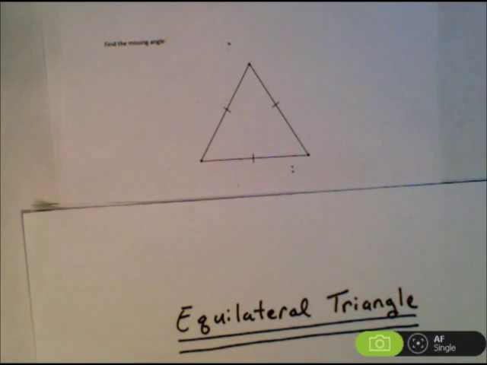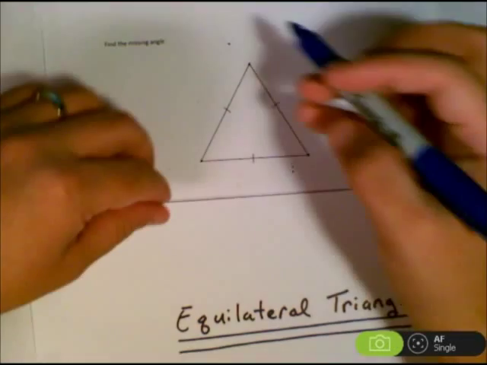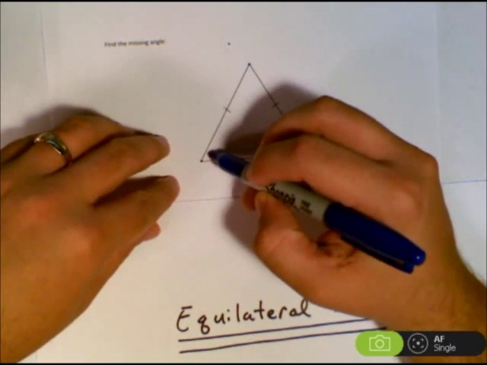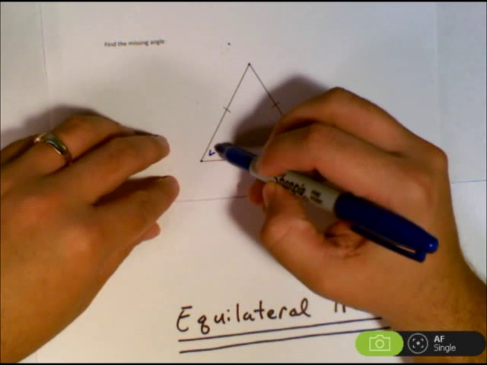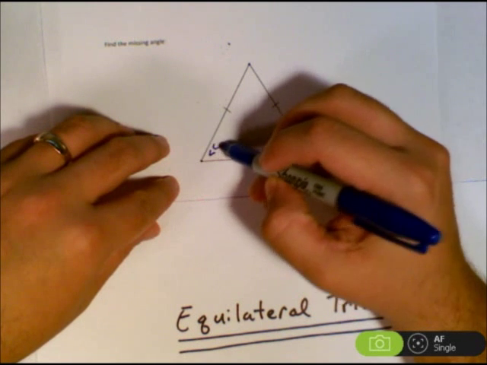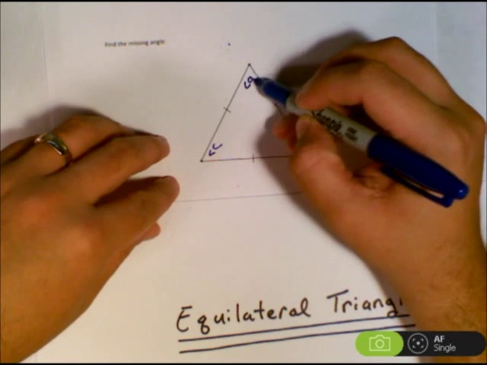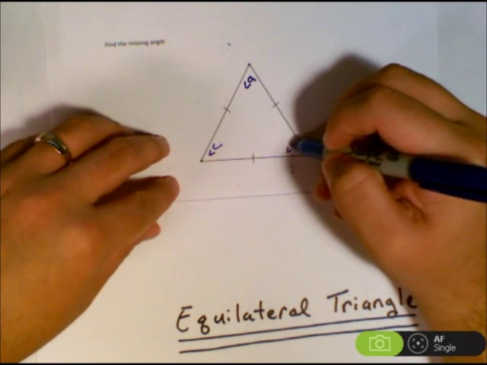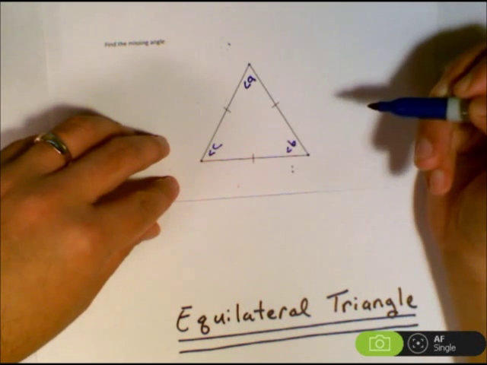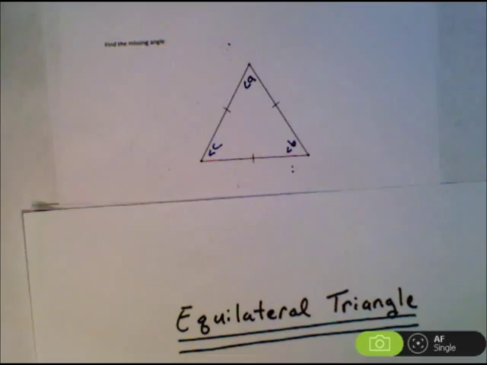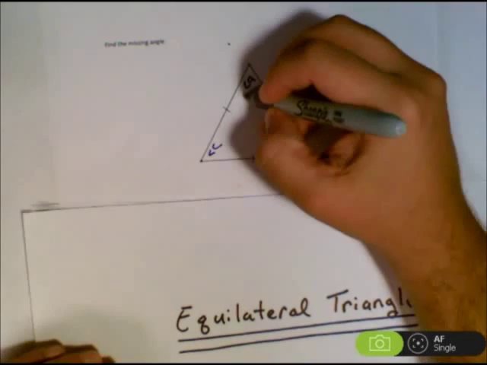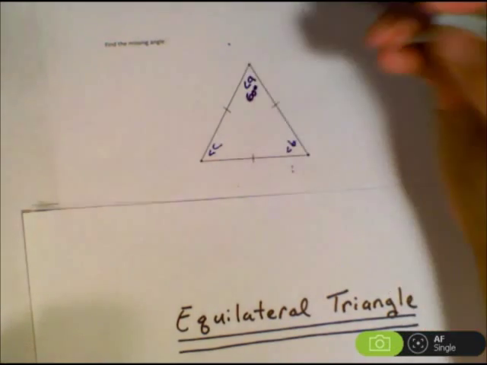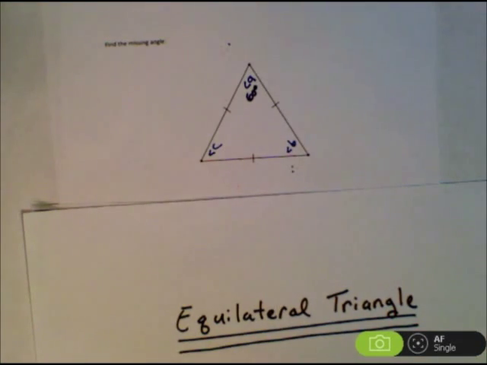First, we're going to find the missing angle in this equilateral triangle. Let's make this angle C, angle A, and angle B. Now if angle A is the only one that is given, and angle A is 60 degrees, how will I know what angle C is?